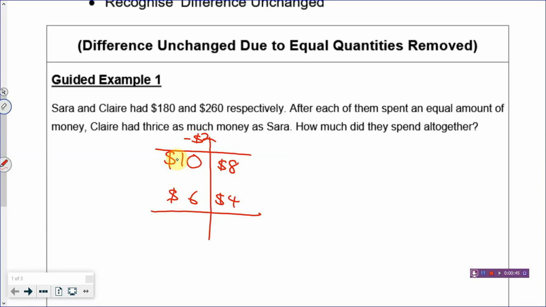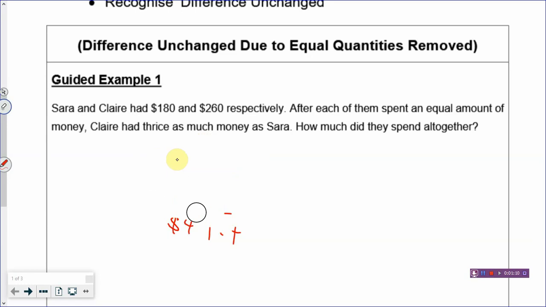So our total has become lesser. Your money and my money have become lesser. It seems like everything has changed, right? Total money changed. Your money, my money also became lesser. However, there is something that is unchanged. If you look at the difference, it is still the same, right? So when you see equal quantities removed or added, then you will realize that the difference is unchanged.